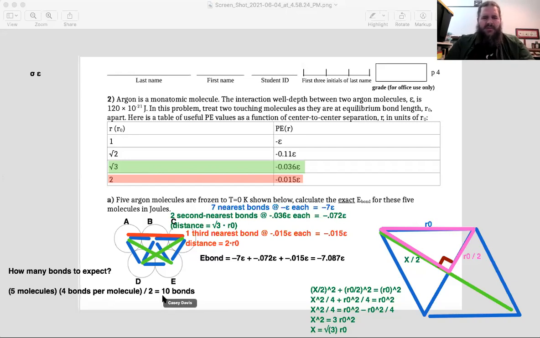And note that we didn't use 10 bonds in any of our calculations, but it's often a useful thing to do if you want to make absolutely sure that you really have all the possible bonds.